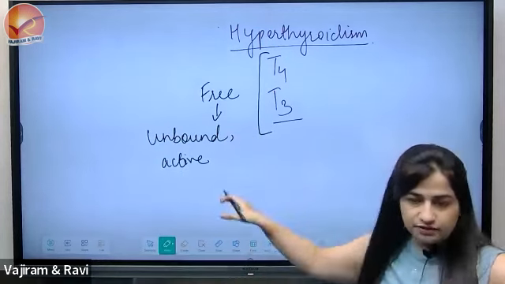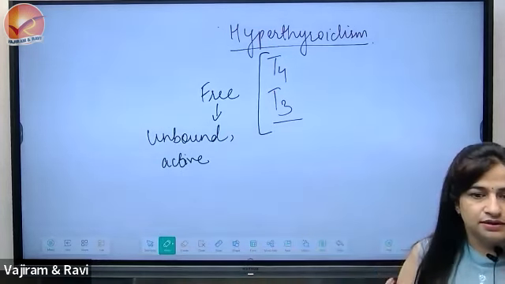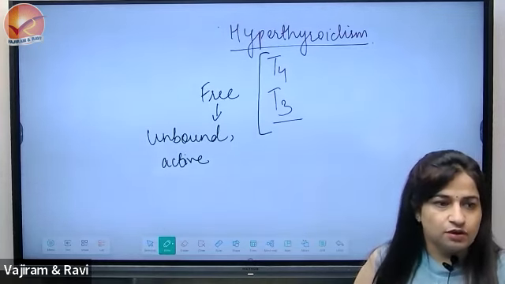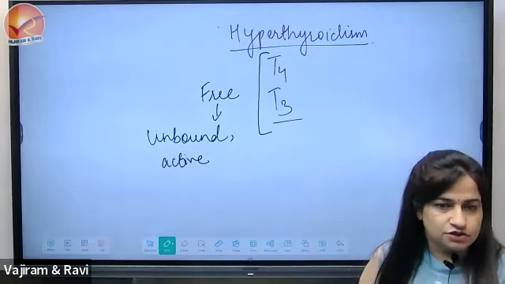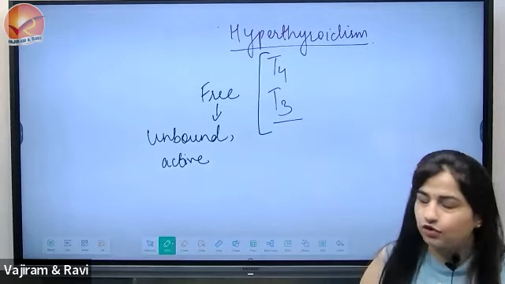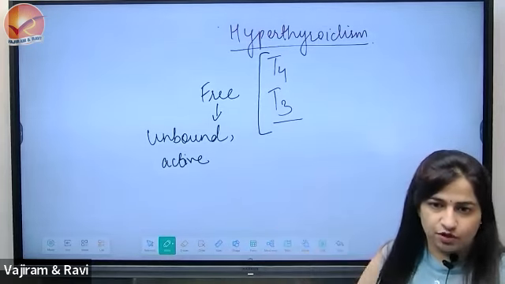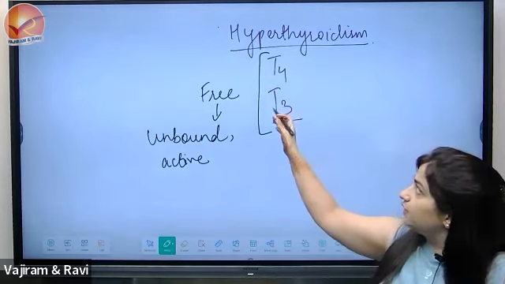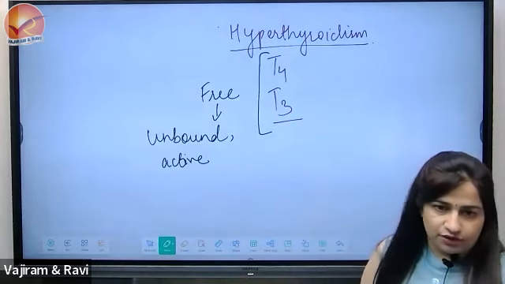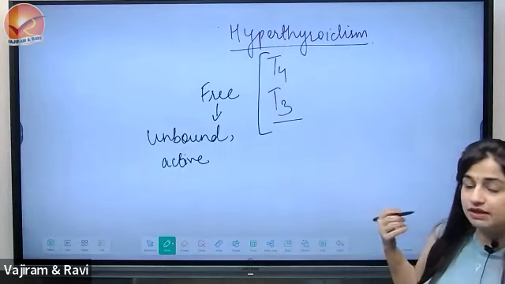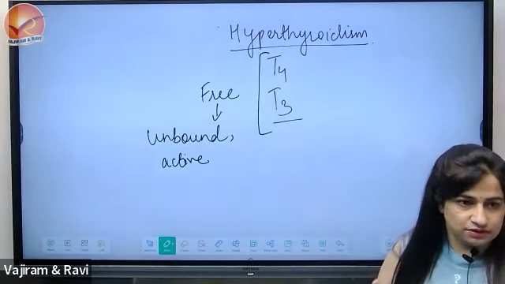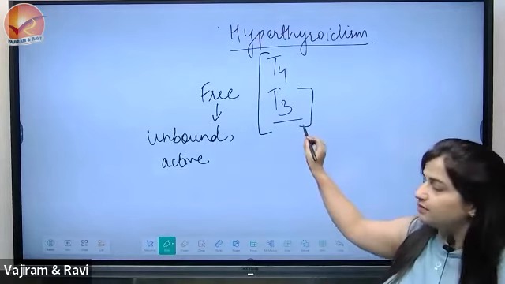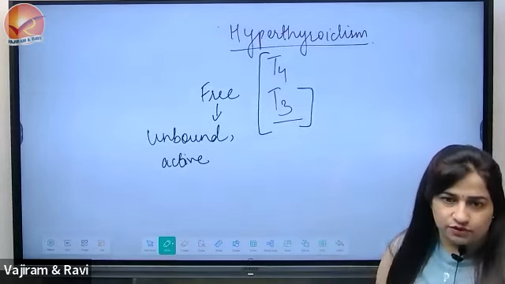This free form is the one that leads to all the symptoms, and it participates in normal metabolism also. So for all the physiological function, it is the free hormone that is responsible. So when we are talking about hyperthyroidism, we'll talk about both free T4 and T3. If there's a question particularly on thyrotoxicosis and they're not mentioning T3, talk about T3 more, but also say T4 will also be high.